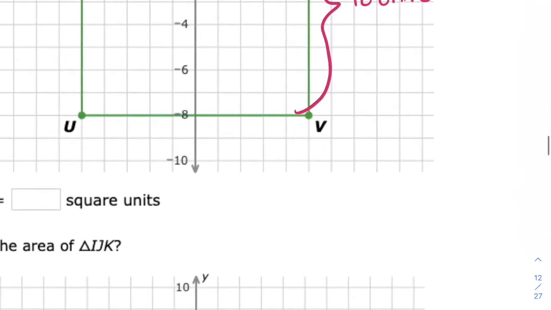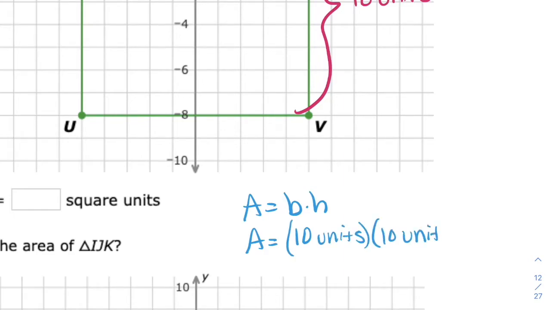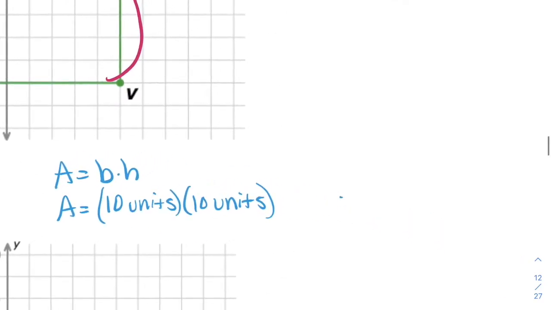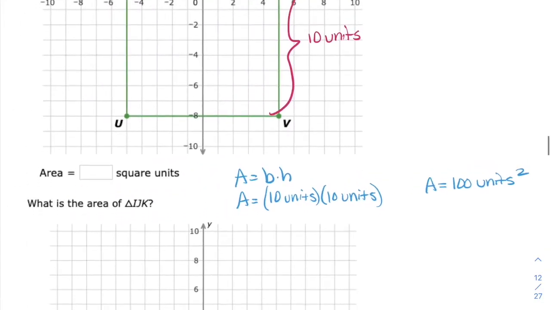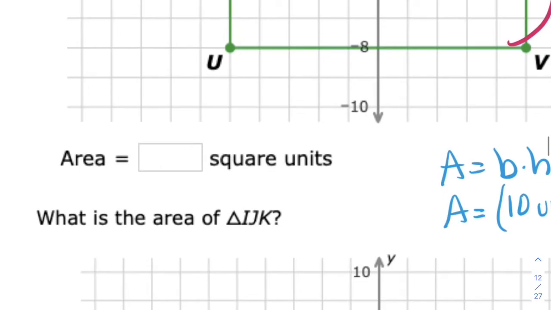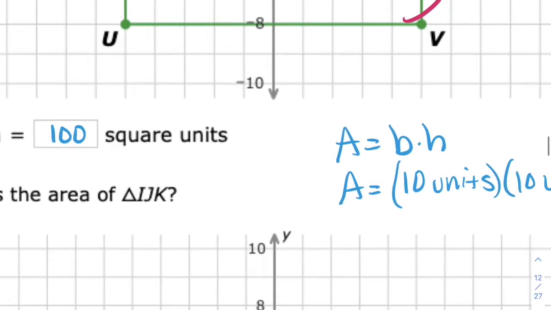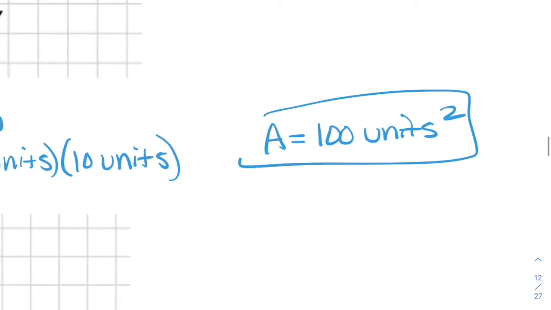So the area is going to be base times height. So area is going to be 10 units times 10 units. So area will be equal to 100 units squared. And that's it for that square.